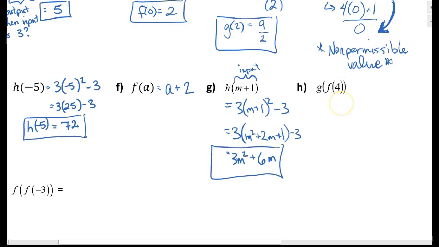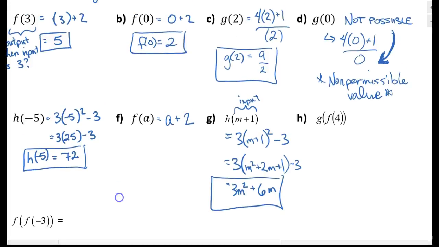Finally, we've got this weird looking one, g of f of 4, and that means that we're going to take the value of f, the output of f of 4, and then we're going to use that as the input. Okay, so what does that look like? Well, you could do this a couple different ways. You can either plug one equation fully into the other one, or you can solve for f of 4 and then plug that in for g.